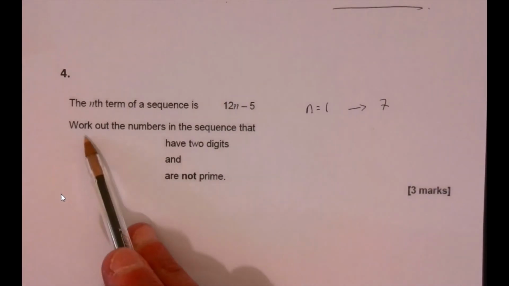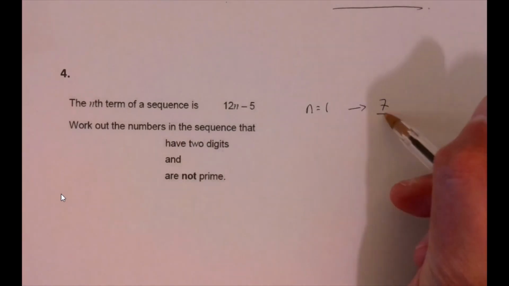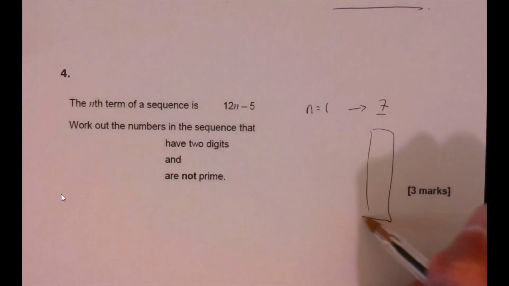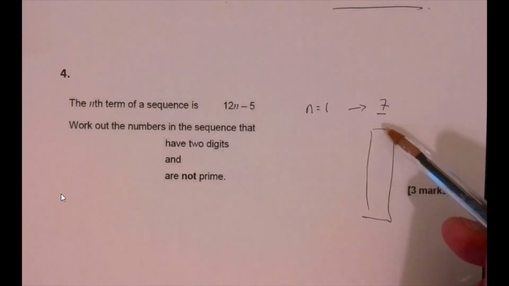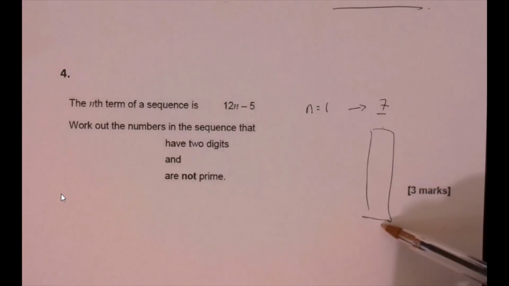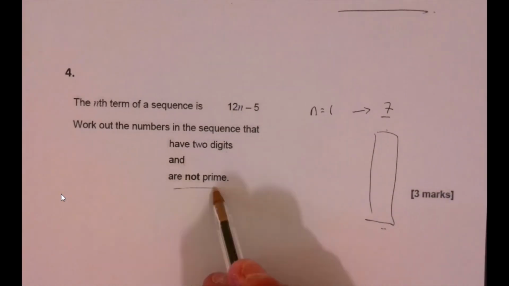All it wants you to do is work out which numbers in the sequence have 2 digits. So obviously that's got 1 digit. There's only going to be some of them that have got 2 digits. It's not going to be that many. What I suggest is that you work them all out and then state which ones are not prime.